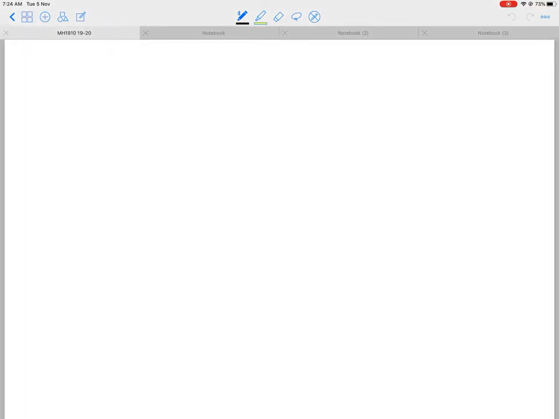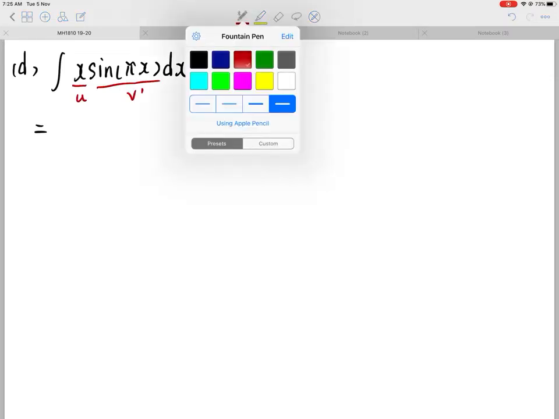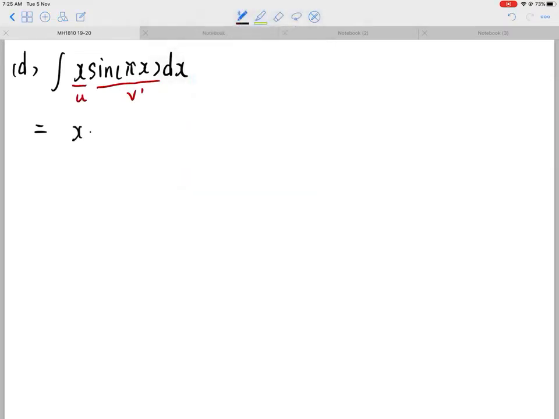Okay. Part D, the integration of x times sine pi x dx. So again, if this part is 1, it's easy to integrate, right? So we treat this as your u. But here, right, it's a little bit problem. So we want this to be 1, so we treat it as u. We treat this as the v's derivative. Right. So it's going to be u times v.